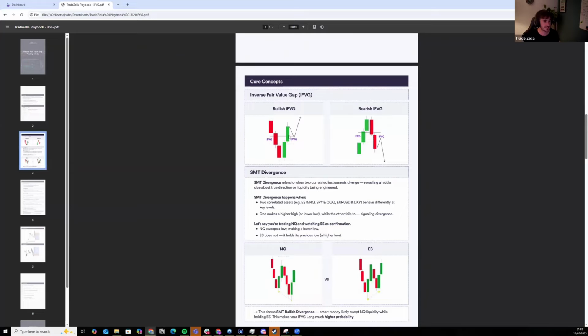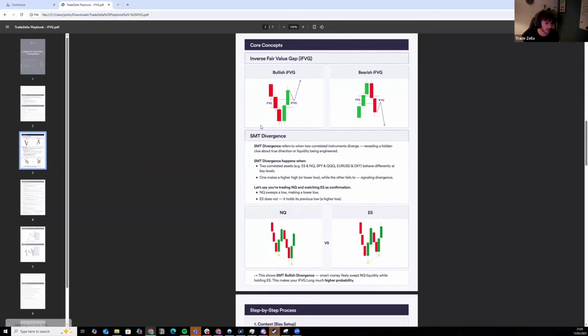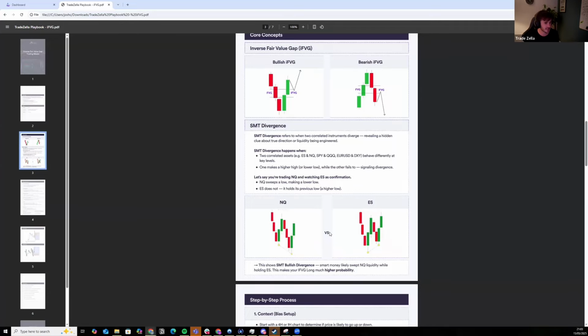As you can see here, this is what an inverse fair value gap is. This is what SMT is. SMT is essentially a crack in the market when two correlated assets, ES and NQ, one makes a lower low whilst the other makes a higher high. Normally they would work together simultaneously, but in this situation they didn't, which is SMT, and it gives us a signal that the market is about to reverse.